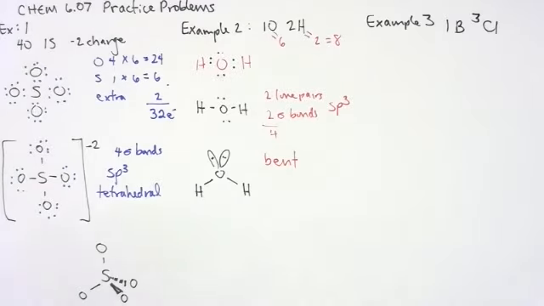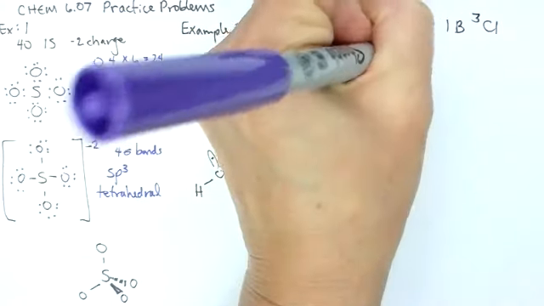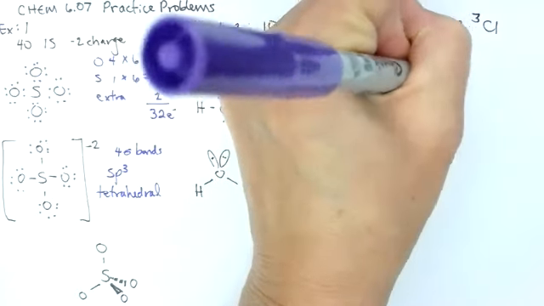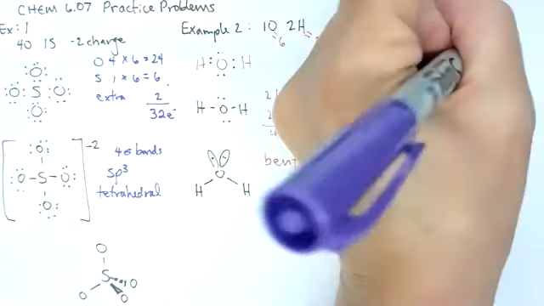All right, so welcome back. Let's go ahead and do a stick structure here. So I'm going to put my boron in the middle and I'm going to put my chlorides around here somehow. We're not quite sure how. Now we need to look at my allowable valence electrons.